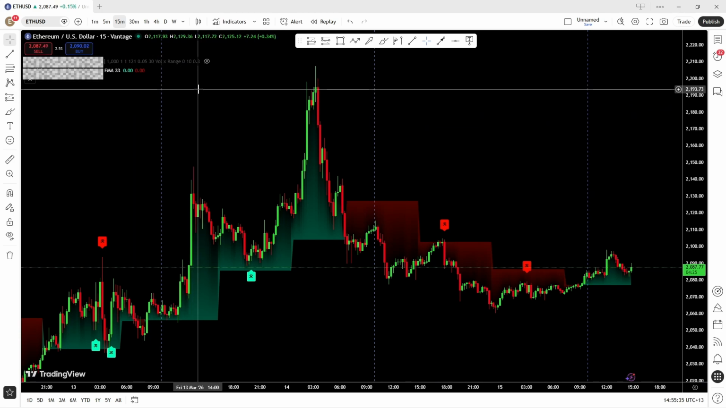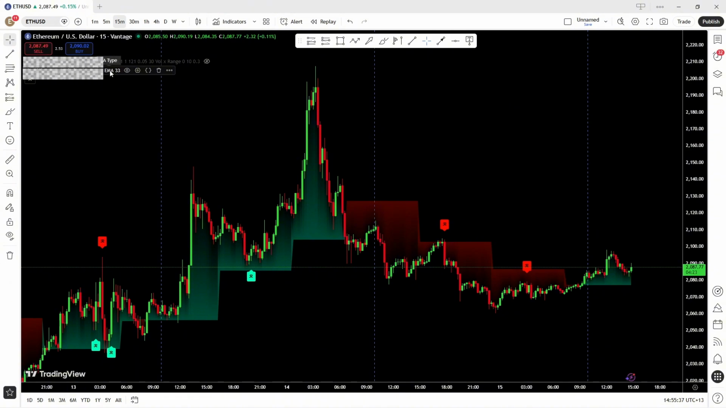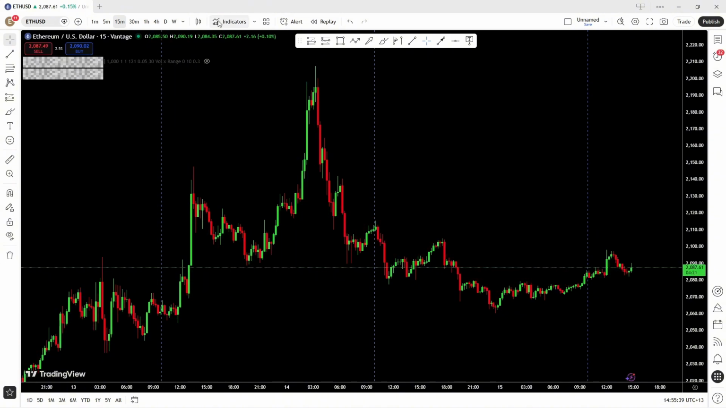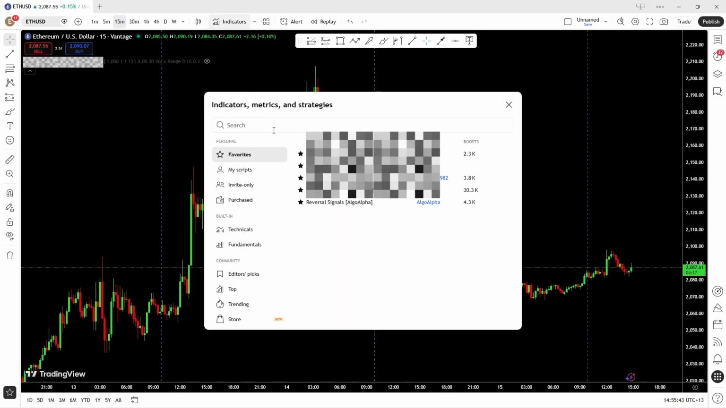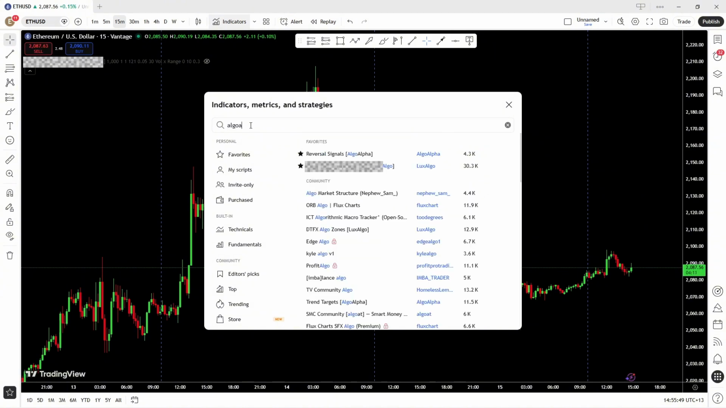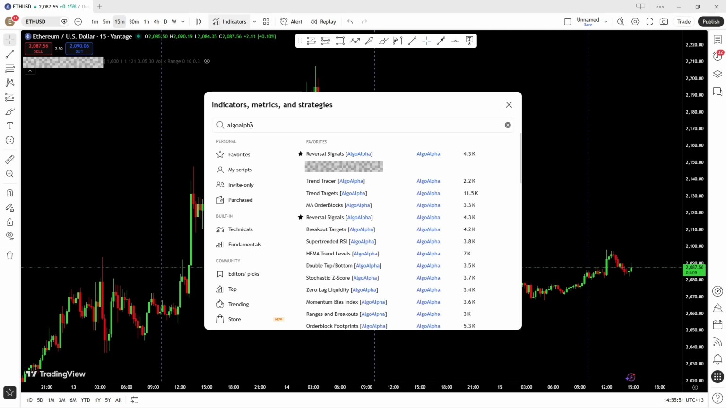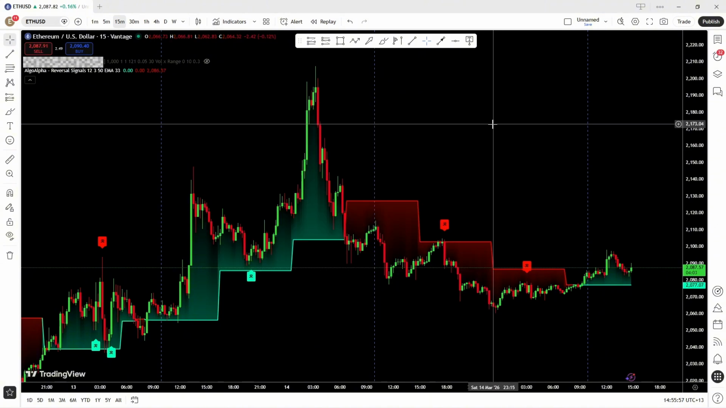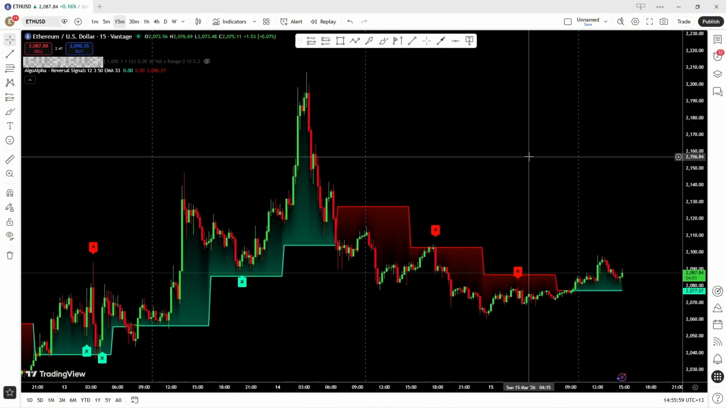But yeah, basically all you have to do, guys, is I'll just delete it off here. I'll show you guys now. You come here into indicators. It's under my favorites list already here. You just type in Algo Alpha. And it's this one here, the reversal signals by Algo Alpha. And you just click on it there. It will appear on your chart basically just like this.